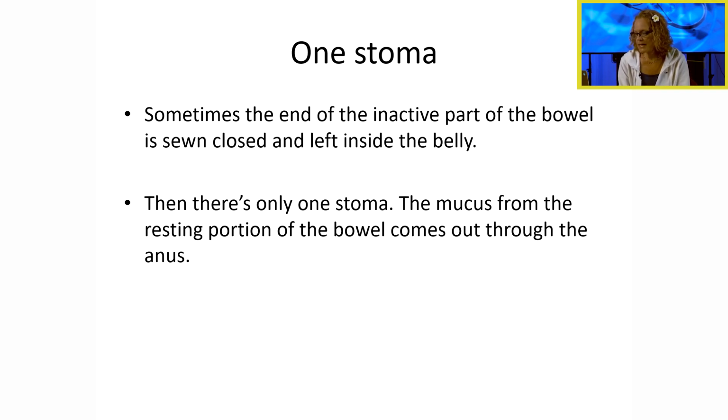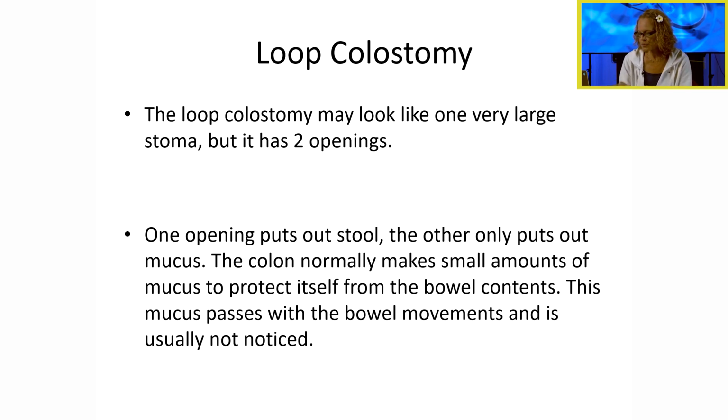Sometimes the end of the inactive part of the bowel is sewn closed and left inside, and then there's only one stoma. And the mucus from the resting portion of the bowel comes out through the anus still. In a loop colostomy, it may look like one very large stoma, but it actually has two openings. So one opening puts out the stool and the other only puts out the mucus.